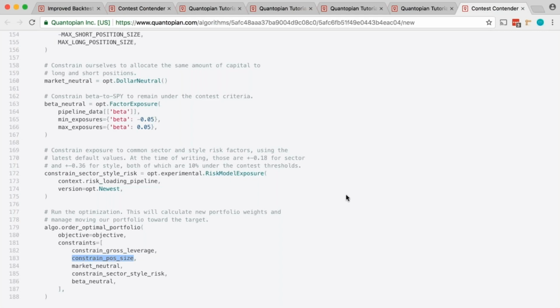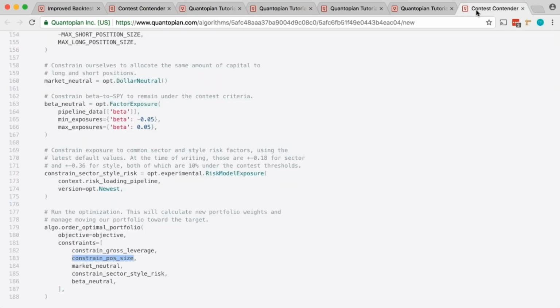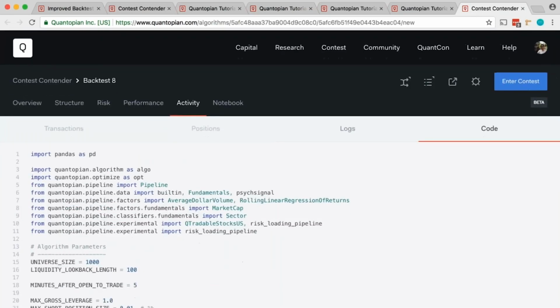In this, I've just chosen to use the default risk model constraints, which are plus or minus 18% for sectors and plus or minus 36% for styles. Both of those are good because they keep me under the contest limit, because the contest says that you can't go above 20% for a sector and 40% for a style. So I'm staying about 10% under that to make sure that I have a little leeway there. With that, I get to a place where I've added all these constraints to my algorithm. It looks a lot more robust.